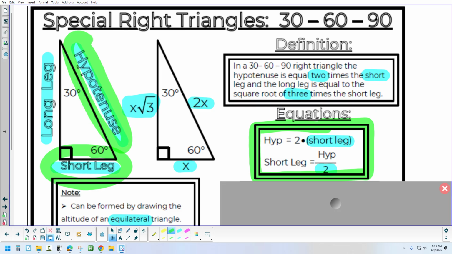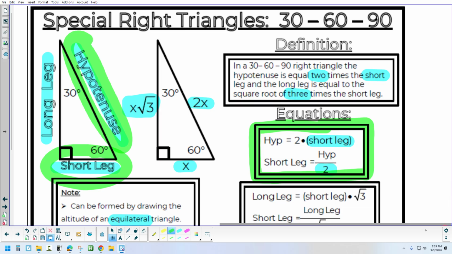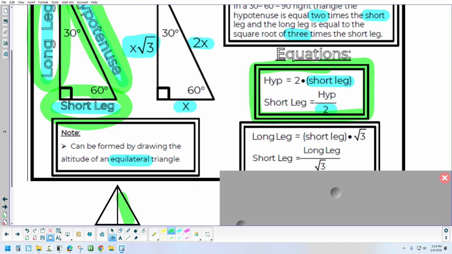What side didn't I circle? The long leg. That's what these last two formulas are for. So these last two formulas are going to help us to figure out the long leg. So the first one says long leg equals short leg times, you want to fill in square root of 3.